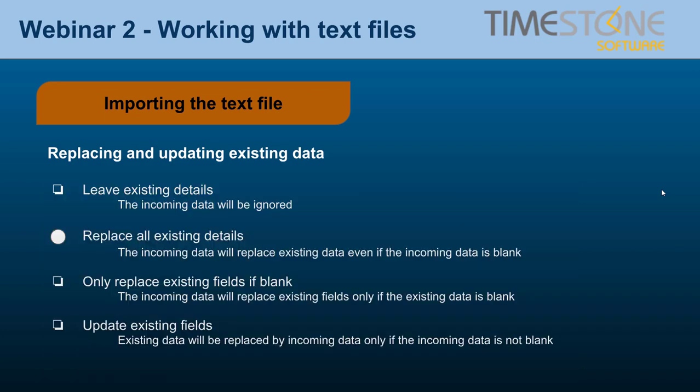That one's pretty straightforward. The middle one, replace all existing details. Here it starts to get a bit more tricky. The incoming data will replace existing data even if the incoming data is blank. So it literally is wipe what you've got and replace it with what's coming in, even if what's coming in for a given field is blank. And of course, any new subjects come in as normal, nothing changes there.